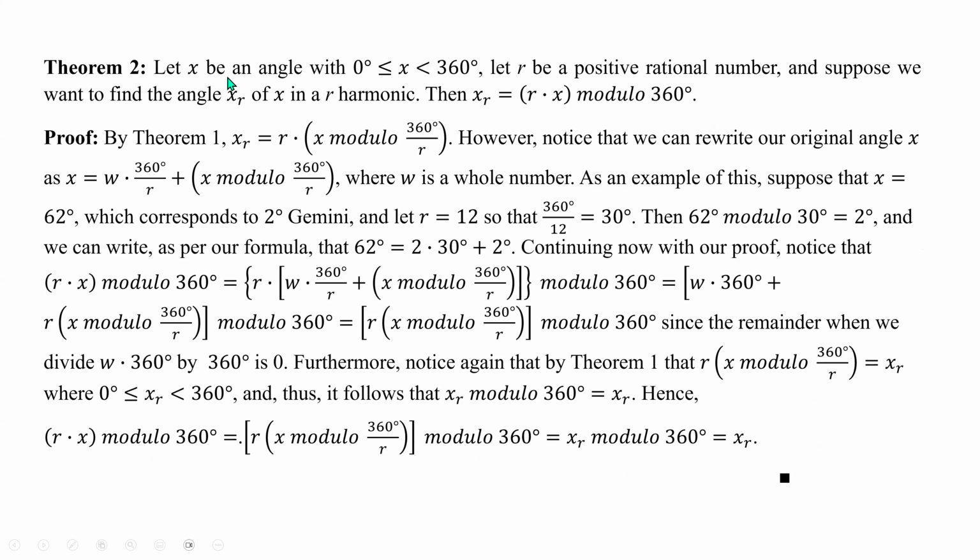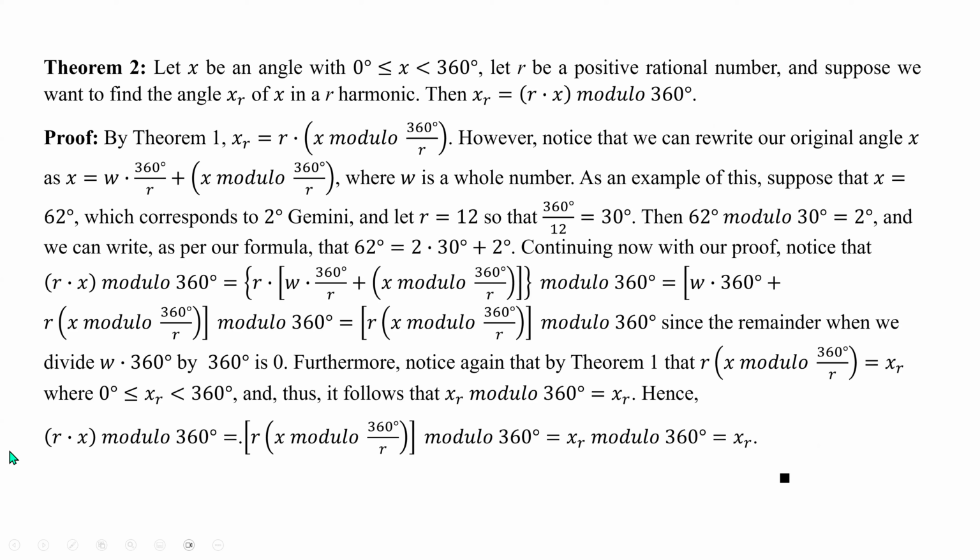Theorem 2. Let x be an angle with 0 degrees less than or equal to x less than 360 degrees. Let r be a positive rational number. And suppose we want to find the angle x of r of x in an r harmonic. Then x of r is equal to r times x modulo 360 degrees. Notice this time we can do r times x first. That's inside the parentheses. So we just take that angle that's greater than or equal to 0 degrees and less than 360 degrees, multiply by our harmonic, and then reduce the result modulo 360 degrees.